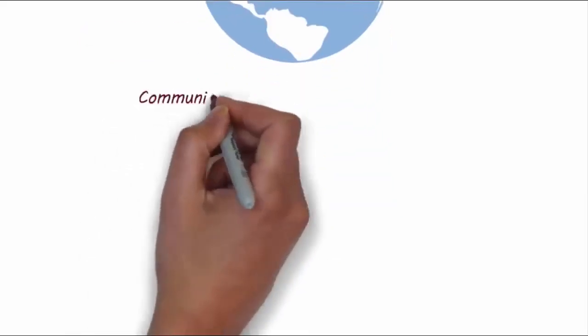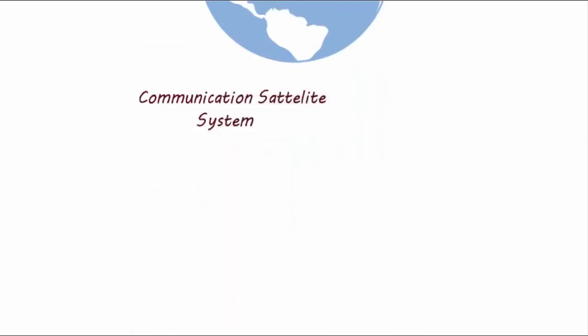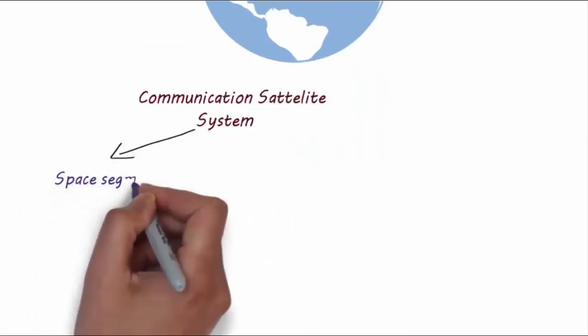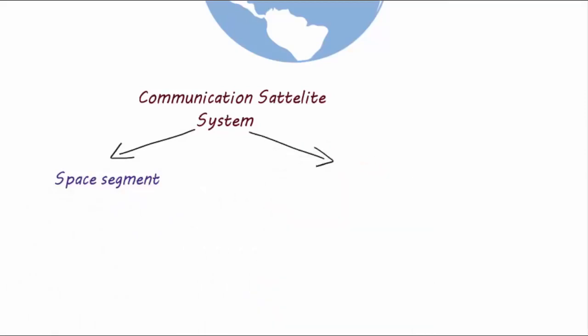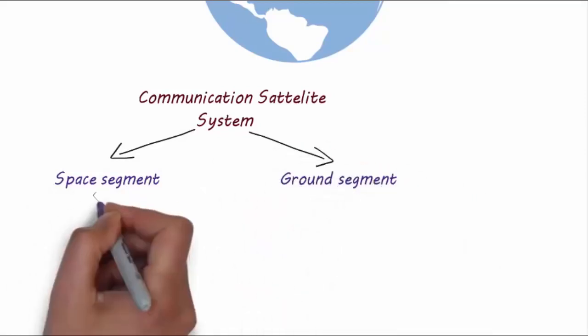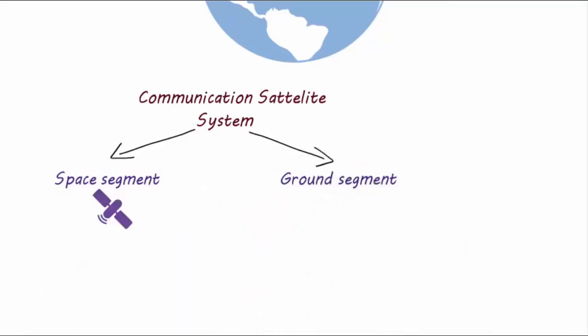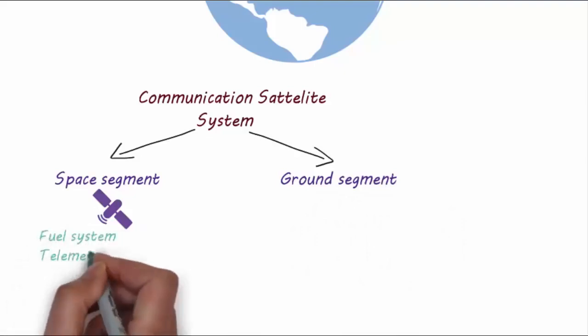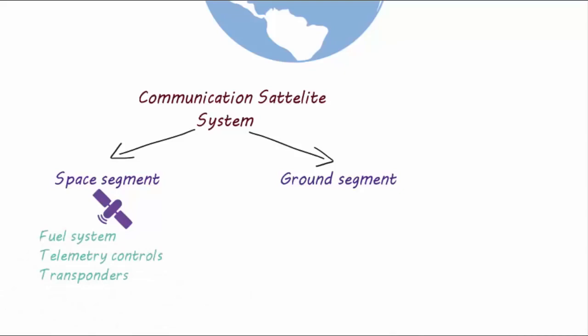Communication satellite system is divided in two parts. The first one is a space segment and the second one is ground segment. Satellite itself comes under a space segment and it consists of three units, that is fuel system, telemetry control system and transponder. Transponder consists of receiving antenna and a frequency converter that is used to send back the signal in downlink.